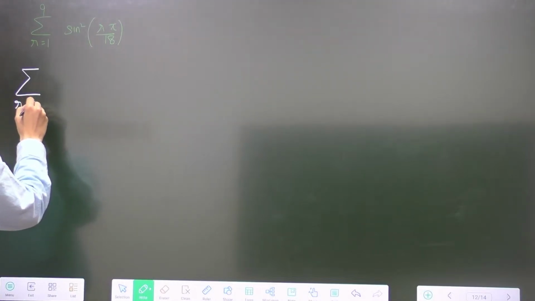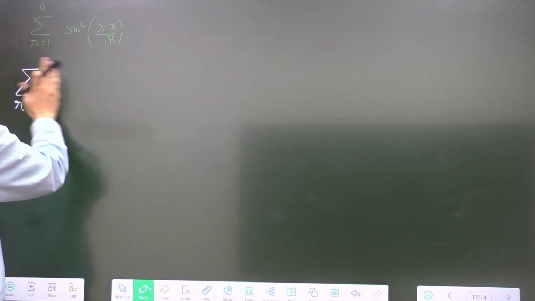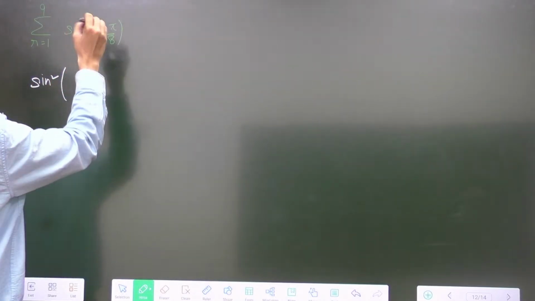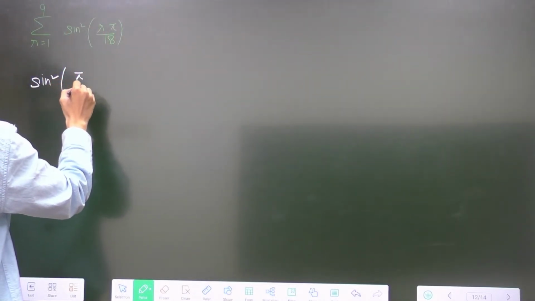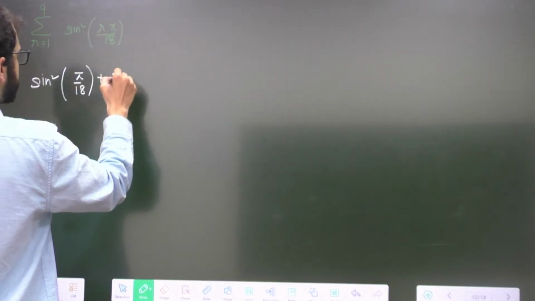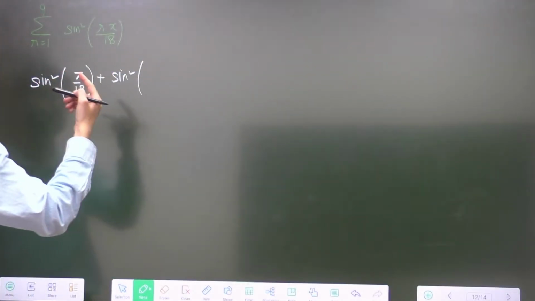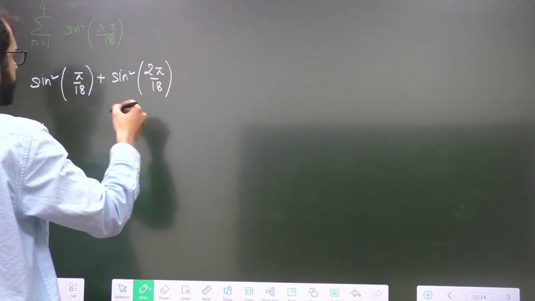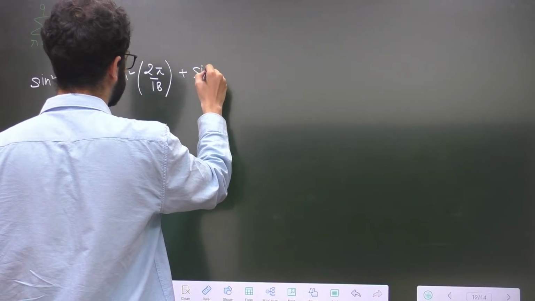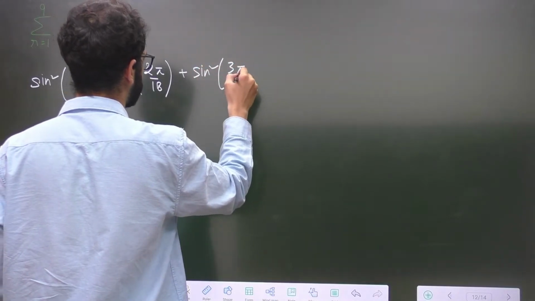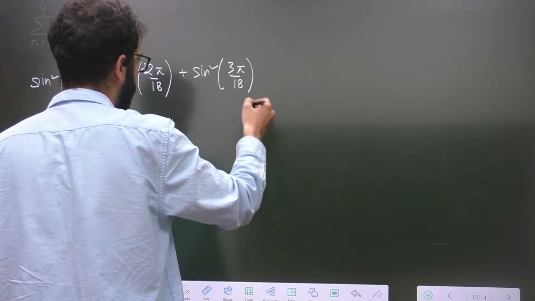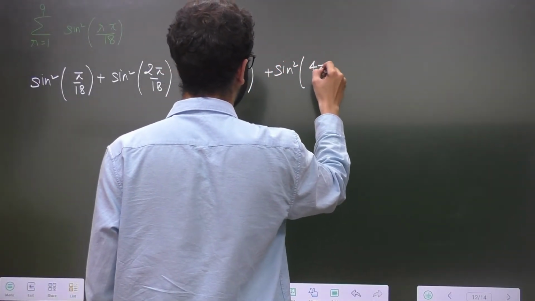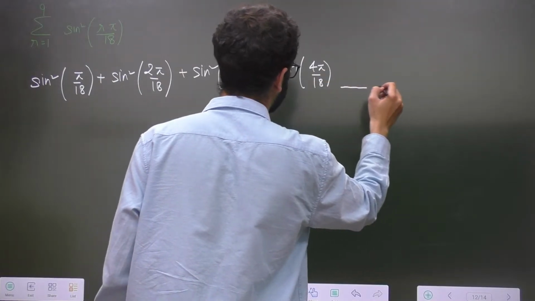Summation of r is equal to 1 to 9. So if I want to expand this, I'll write it as sine square. I'll put the value 1 in place of r. I'll get pi by 18 plus sine square. Now I'll put the value 2. So I'll get 2 pi upon 18. Now I'll put the value 3. So I'll get sine square of 3 pi upon 18. Now I'll put the value 4. So what will I get? Sine square 4 pi upon 18 and so on.